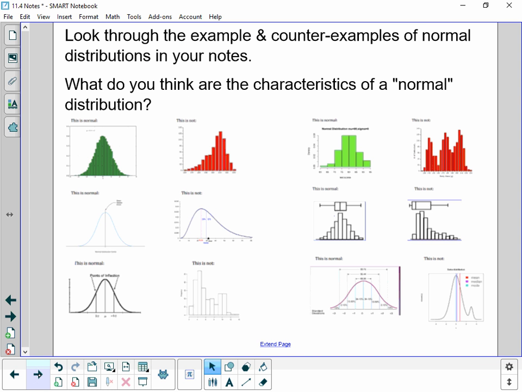So here are some small pictures of some examples and some counter examples of normal distributions. For each pair, the one on the left is a normal distribution. The one on the right is not a normal distribution. As you look at these different examples and counter examples, you should be able to start to recognize some of the things that make a distribution normal.